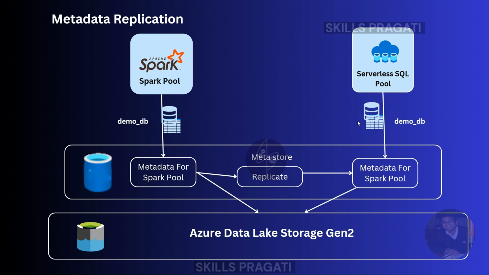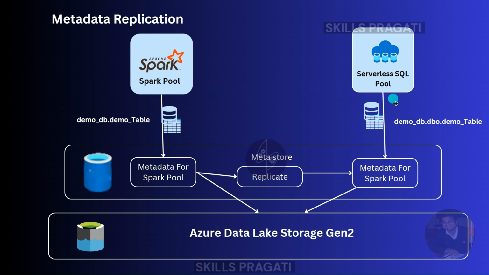A similar process happens when a table is created in the Spark Pool. In this example, we are creating the table called DemoTable under the DemoDB. This results in the metadata being replicated in the Serverless SQL Pool in the same way. If you look closely, you will see a small difference: objects in Serverless SQL Pool are stored in the hierarchy of database, schema, and then the table, so the table will be created in the default schema dbo.